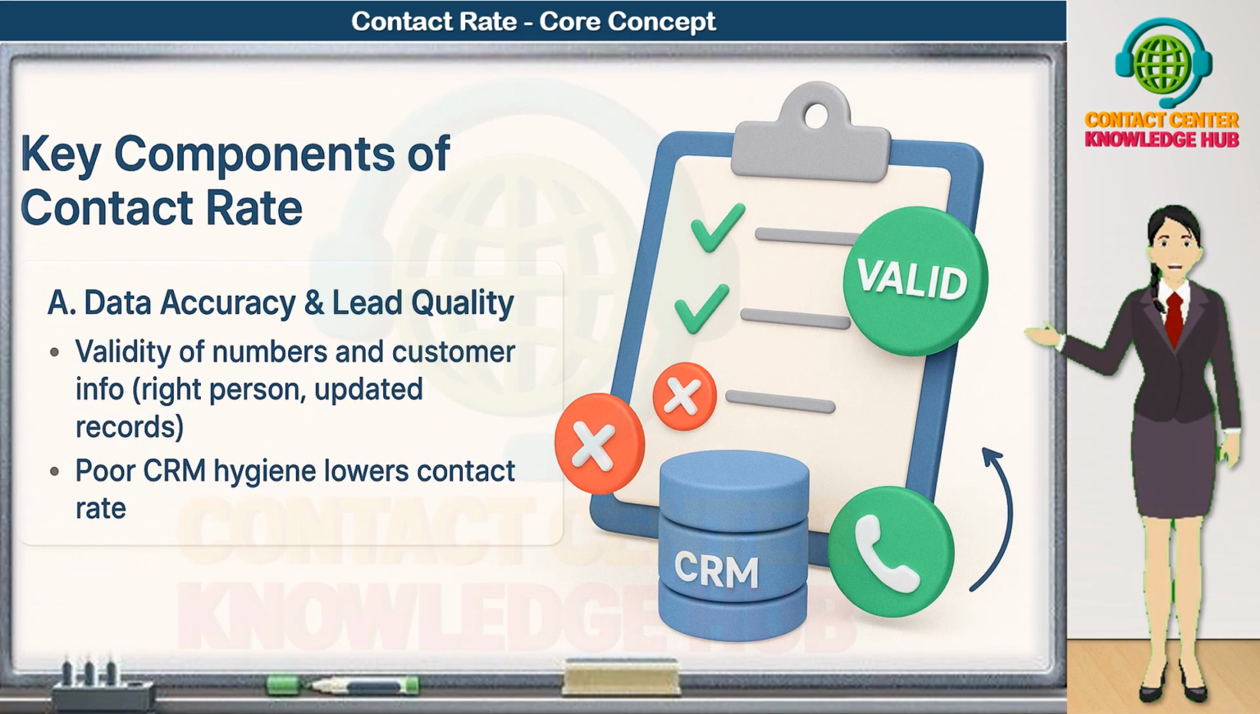Now, let's explore one of the key components that directly impacts contact rate: data accuracy and lead quality. Your contact rate is only as good as the data you're dialing from. If customer information is outdated or numbers are incorrect, your agents end up wasting contacts, and your contact rate drops sharply. That's why CRM hygiene plays a critical role. Regularly validating customer numbers, updating records, and removing duplicates ensures your outreach connects with the right person on the first attempt. In short, better data means fewer missed opportunities and a higher, more efficient contact rate.